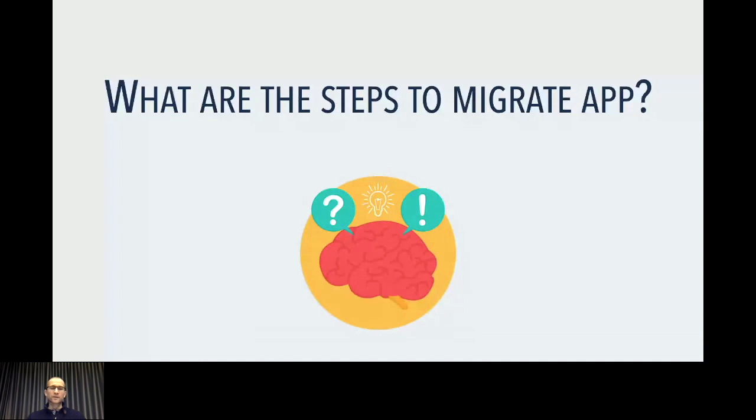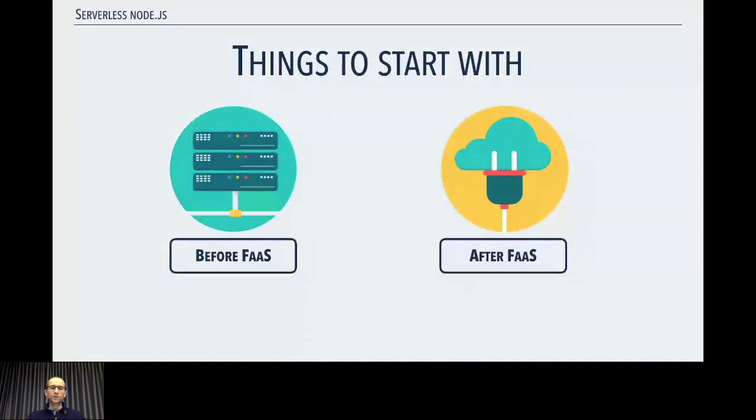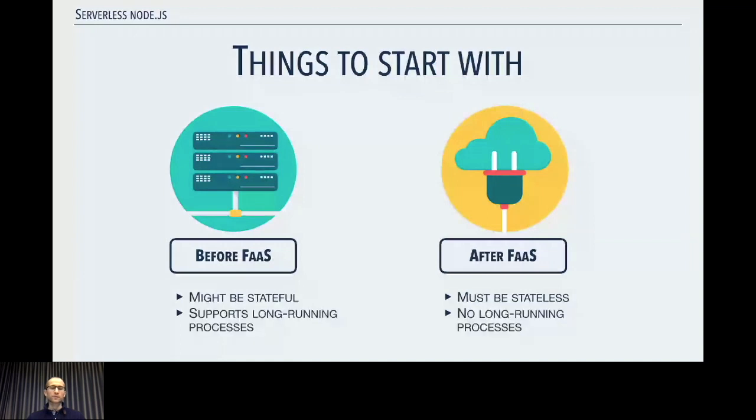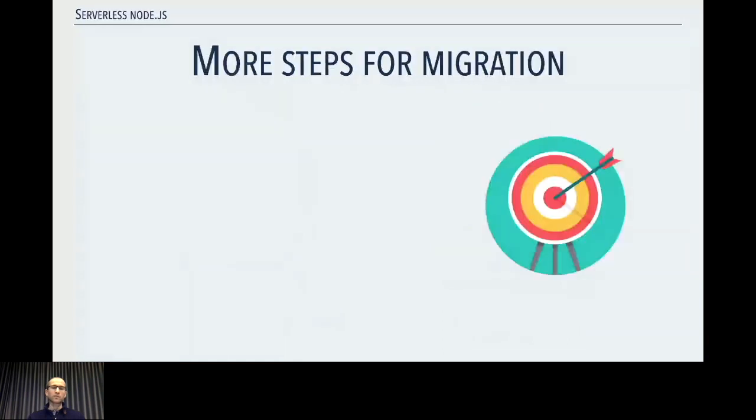The first things are very important to do. If you have a stateful application, you need to get rid of state, because you need to have it stateless. Fortunately, our application was stateless, so that wasn't the case. But you also need to get rid of long-running processes. As you could see, we got rid of those processes just by outsourcing them to other services.